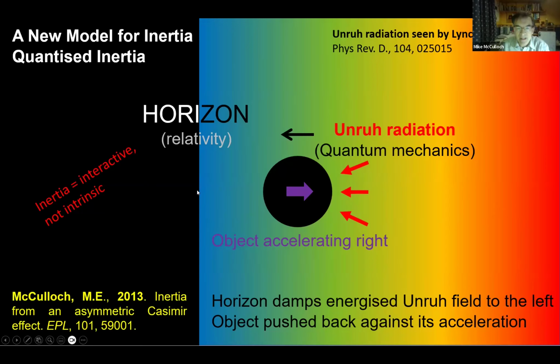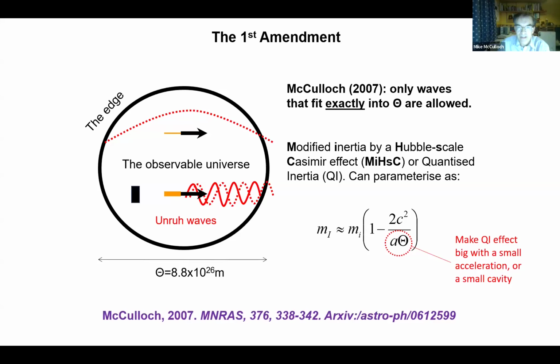So the main new thing about quantized inertia is that there'll be a damping of these quantum waves by the horizon. So there'll be fewer of them on this side of the object. So there'll be lots of quantum waves pushing it from that side, but fewer pushing it from this side. So it'll be pushed back. And I managed to show in a paper in 2013 that this looks just like inertial mass, mathematically. But it's not quite the same. There's a very tiny difference. And it's this tiny difference that enables quantized inertia to fix most of the problems in astrophysics.